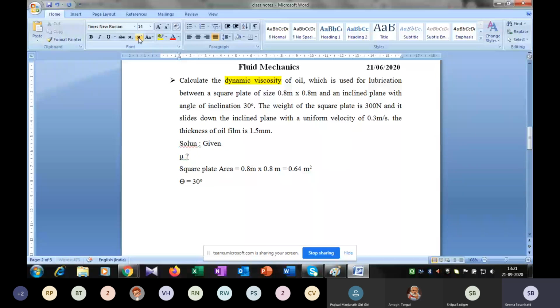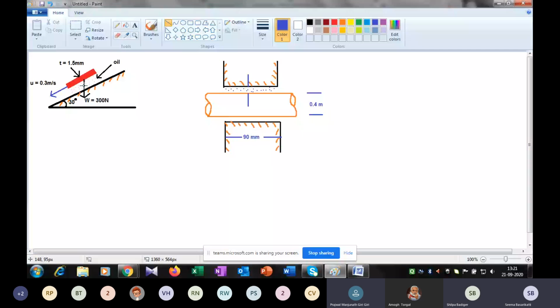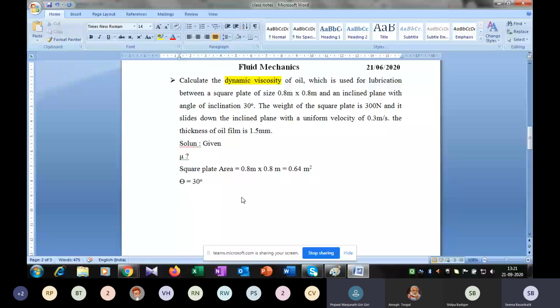Next, what is the weight of the plate? Weight of the plate acts in the vertical direction. W is equal to 300 Newton. Weight of the plate is 300 Newton. Apart from that, what are the other details they have given? They have given the velocity. Velocity, I am going to indicate it as a small u, not capital U, which is equal to 0.3 meter per second.